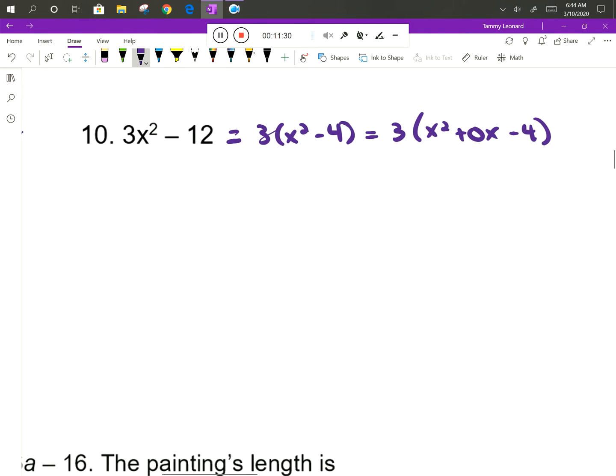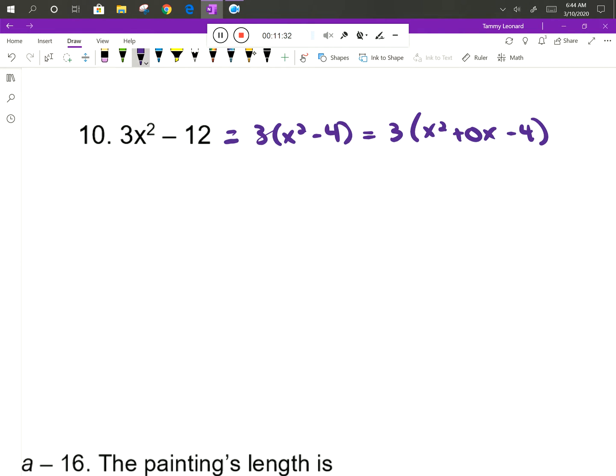So we're looking for two numbers, two terms that multiply to make negative 4x squared and add to make 0x. Just as with the previous problems, we need a positive and negative of the same two numbers. So it looks like 2x and negative 2x should be the things that will multiply to get negative 4x squared and add to make 0x. So we're going to have a 3 outside the brackets.